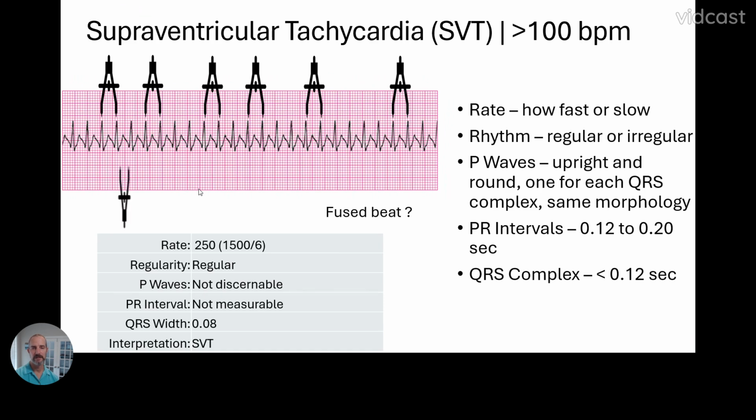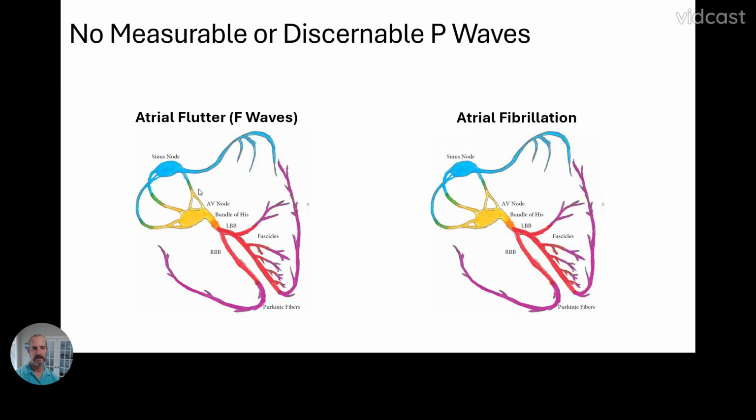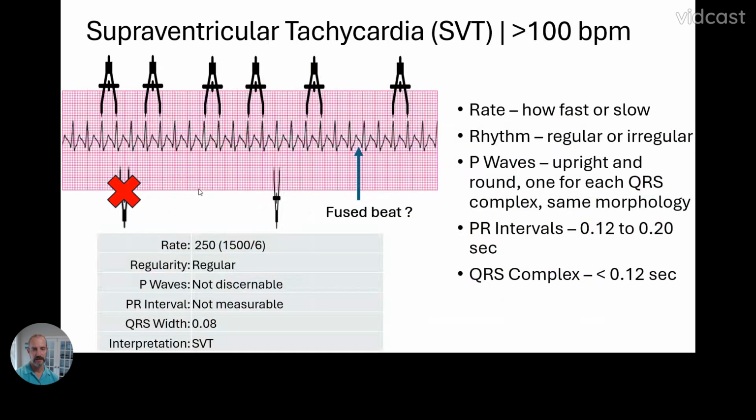Our P waves are not discernible. You're not going to measure a PR interval in this case because of it being a fused beat. All right, you can measure the QRS width and should. And so when we get all of those together, you get an interpretation of supraventricular tachycardia, or SVT.